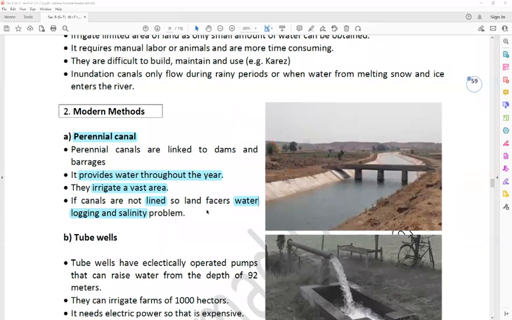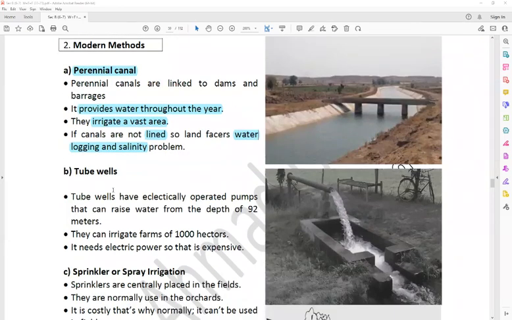Now move towards the next method. Tube wells. A tube well means a simple well, from which we take out water. A tube well means we have added machines in it. We are using electricity. But the benefit is that we take water from a much greater depth, around 92 meters depth. It irrigates farms of 1,000 hectares. What is the problem in this? We need much electricity. So that's why it is expensive for the farmers.